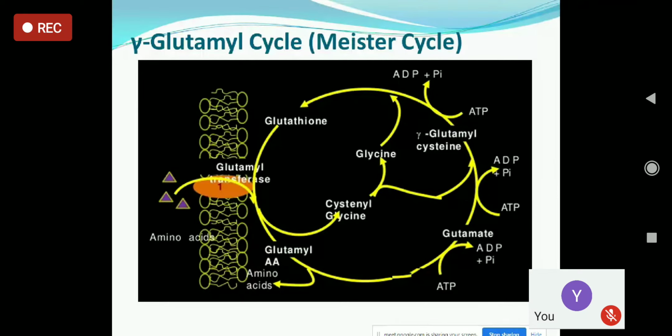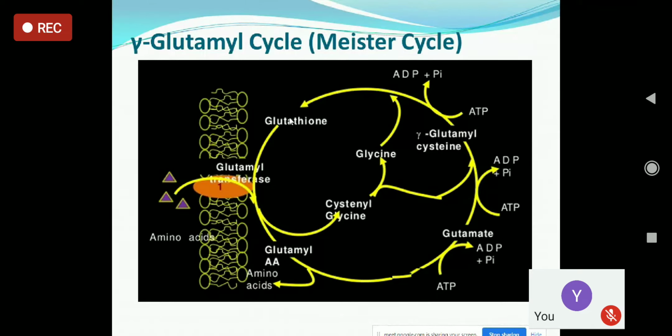In this case, we want to maximize the absorption of amino acids from the intestinal lumen. So let's say that this is the intestinal lumen where the products of protein digestion, the amino acids, are present. First, we have the glutathione inside the cell. Do you remember what glutathione is? Glutathione is made up of glutamine, cysteine, and glycine.